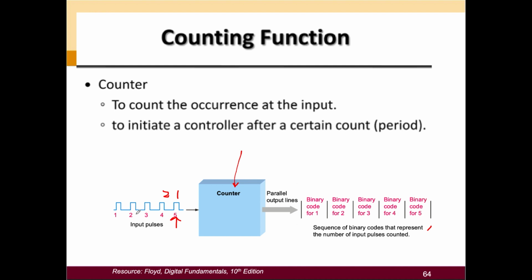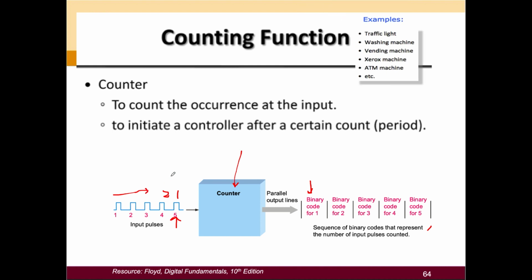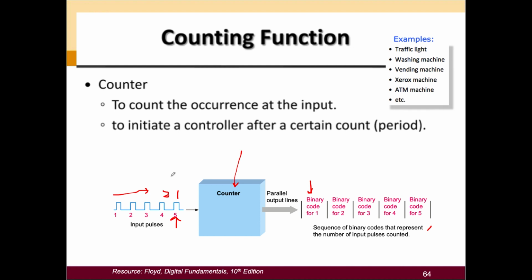So you have over here binary code 1, binary code 2, until binary code 5, depending on your input pulse also. So an example of a system that uses this counting function is, every day, the traffic light, and then the washing machine, vending machine, Xerox machine, ATM machine, and etc.